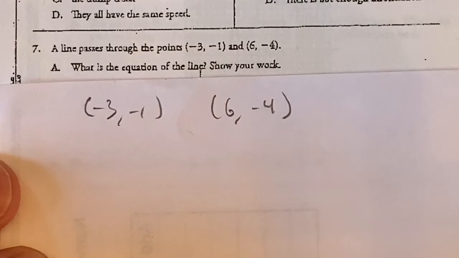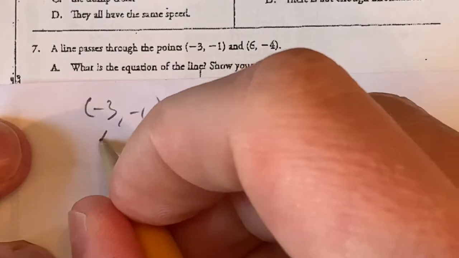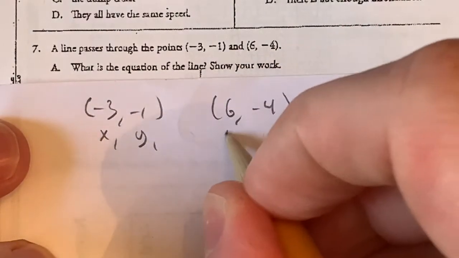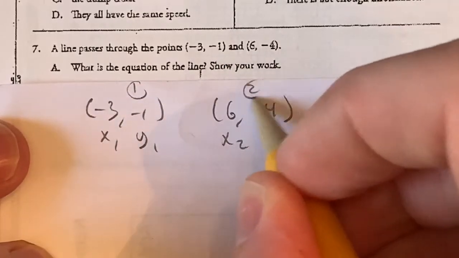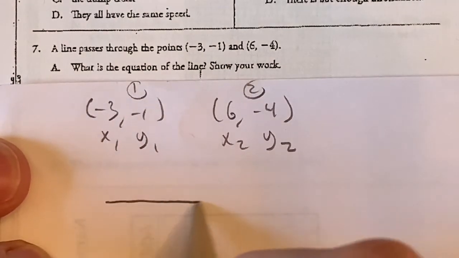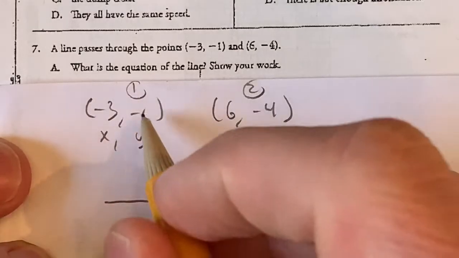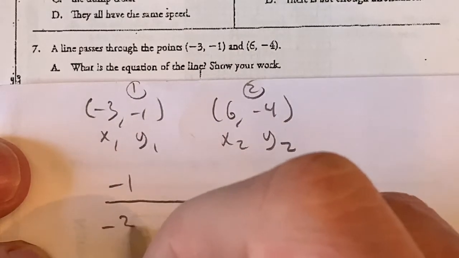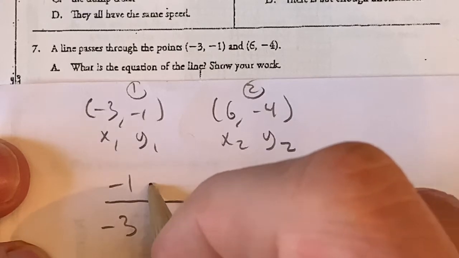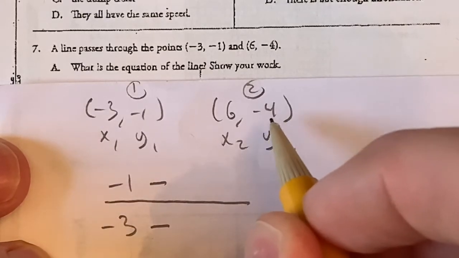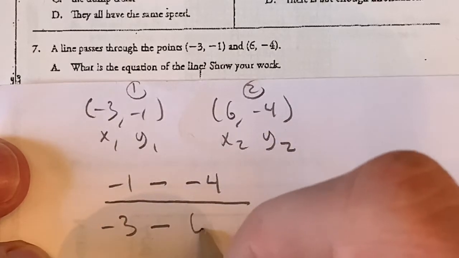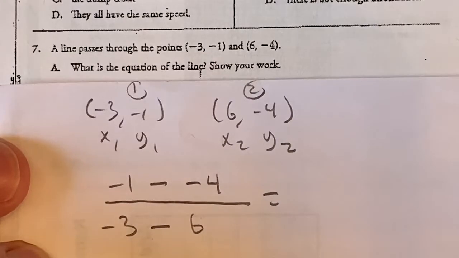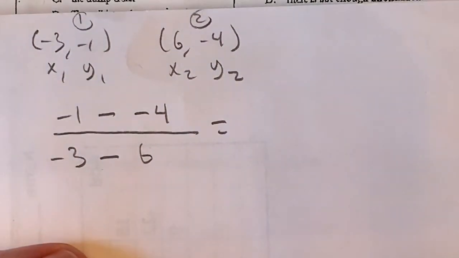In order to write the equation of a line, we first need to find the slope, which we do know how to do. So I'm going to label these points x1, y1, x2, y2. Remember, this is my first point, and this is my second point. Then we draw that fraction bar. We start with our first y over our first x. Then remember, we do our minus, minus. Then we put our second y, which is -4, and our second x, which is 6.